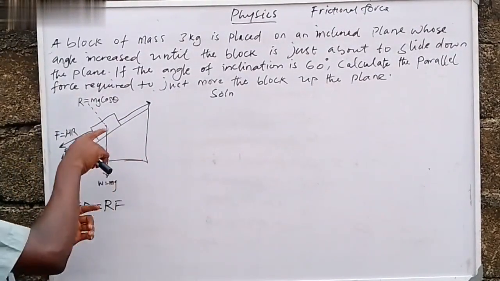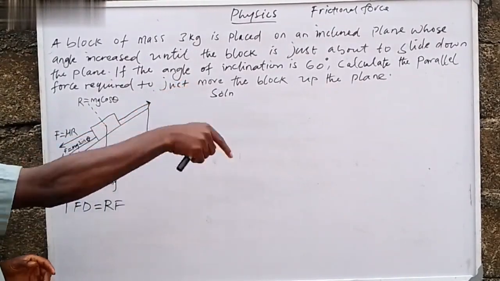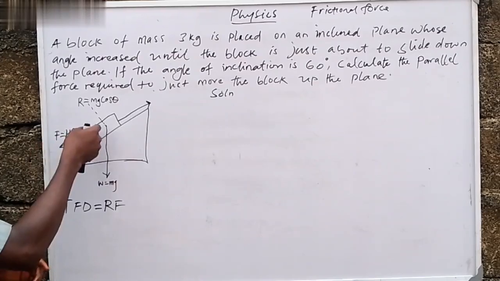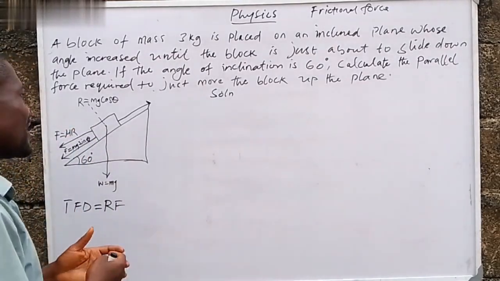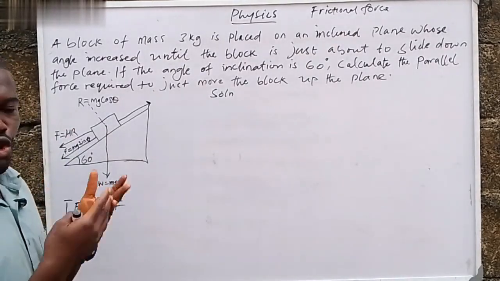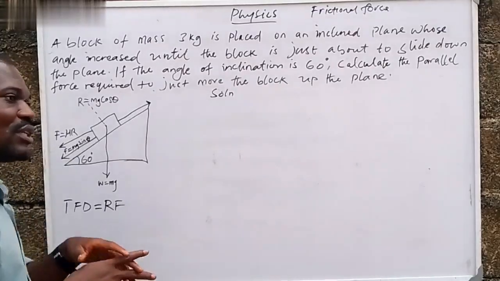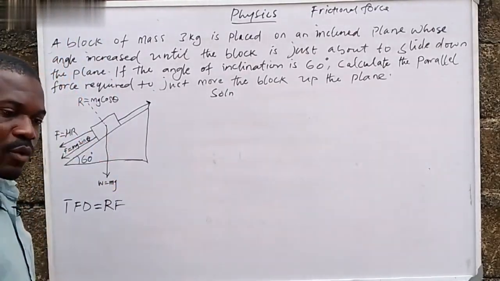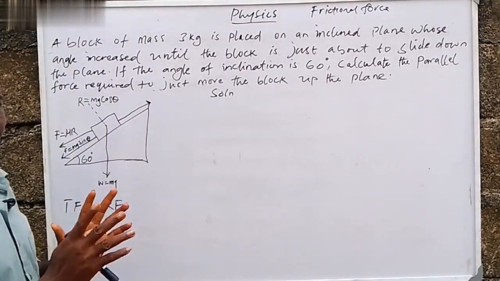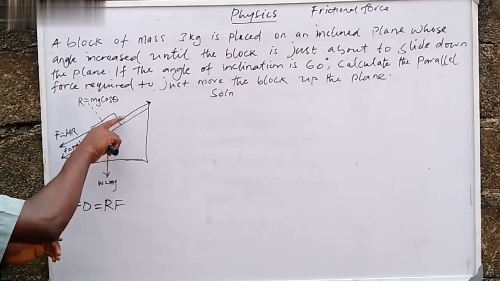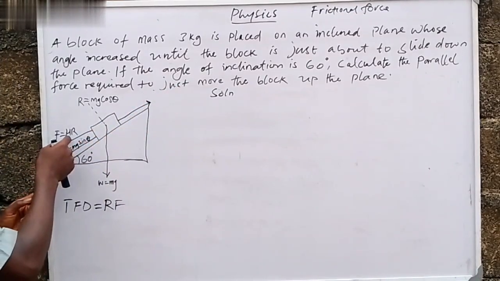Now, since our motion here is upward, frictional force will be acting downward. Frictional force is always opposing; it depends on the direction of motion. If motion is going upward, frictional force will be going downward. If motion is going downward, frictional force will be going upward. That's just the understanding.